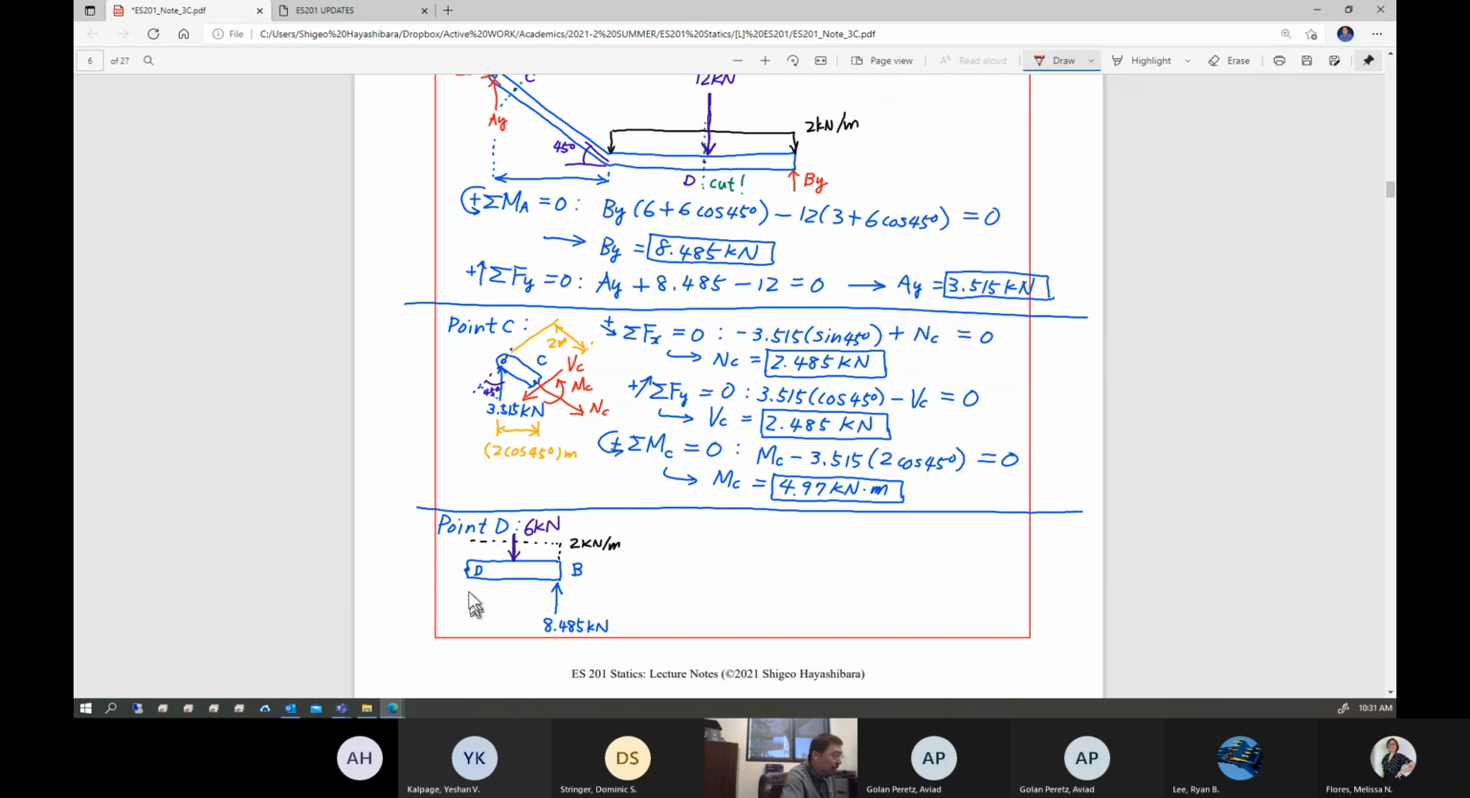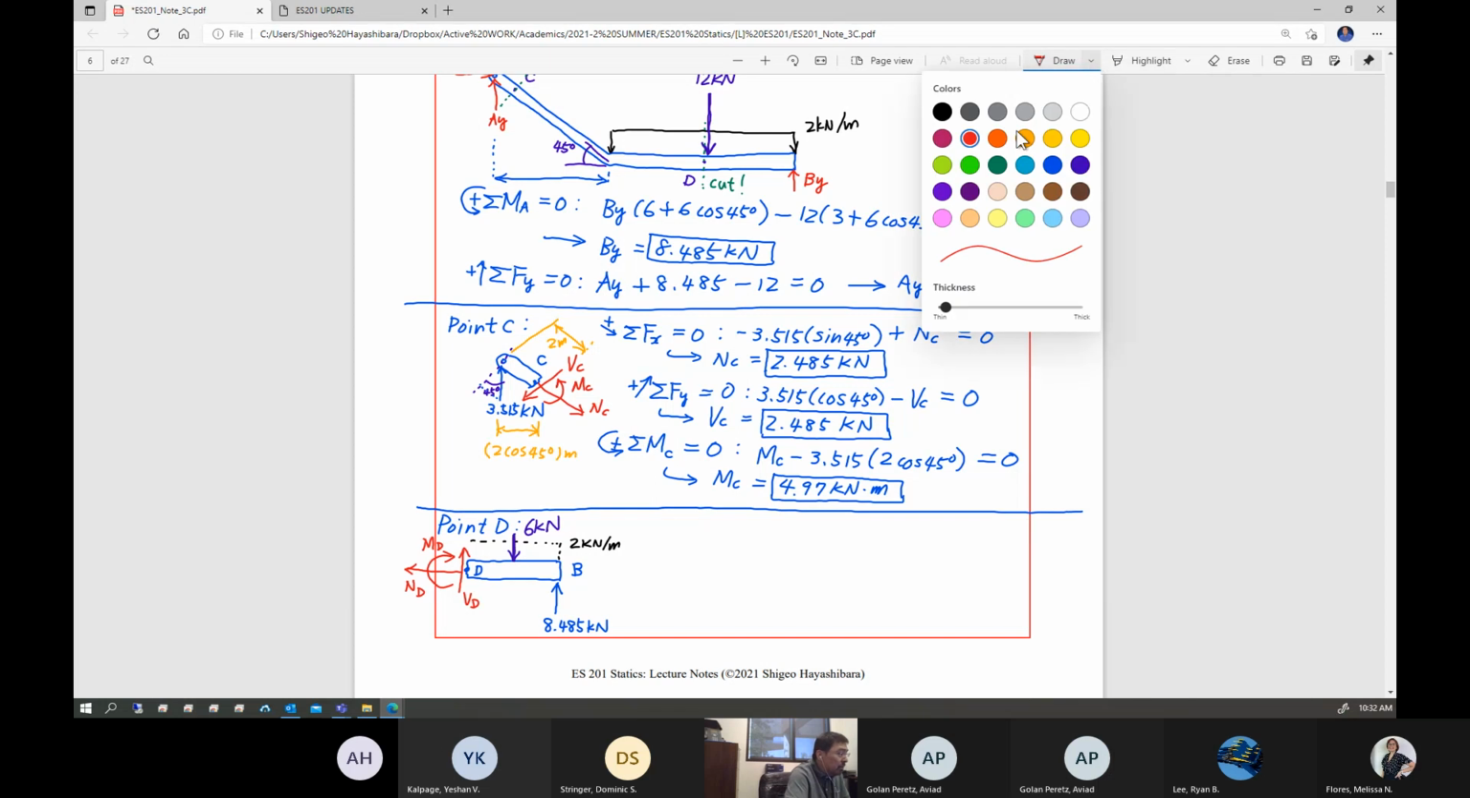And once again, this is a left-hand side cut. You're going to follow the sign convention. So this is BD going up. This is ND going to the left. This is MD, internal bending moment. Three unknowns show up. This is completely opposite direction, right? This is right-hand side cut exposure. This is left-hand side cut exposure. Be careful about sign convention, okay? This is going to be important when you draw the shear moment diagram later.